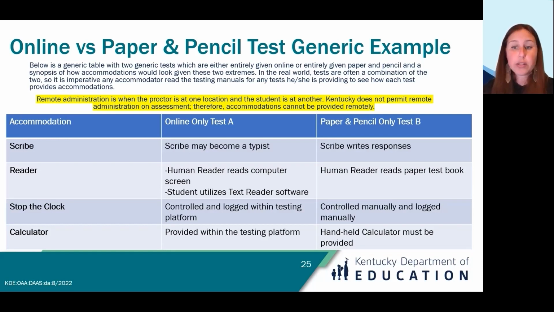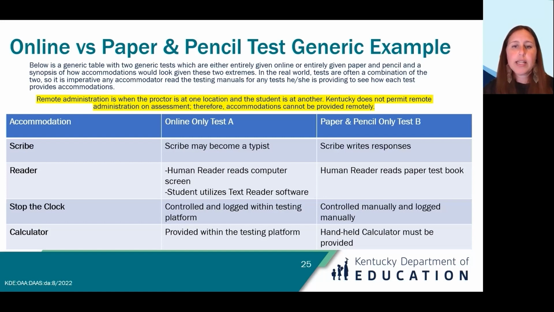What the scribe can do does not change. The scribe still may only record word for word what the student says. For a reader, on the online-only test without a paper option, the reader would simply read the computer screen, or the student could utilize text reader software. On the paper and pencil test, a human reader would read the paper test book.